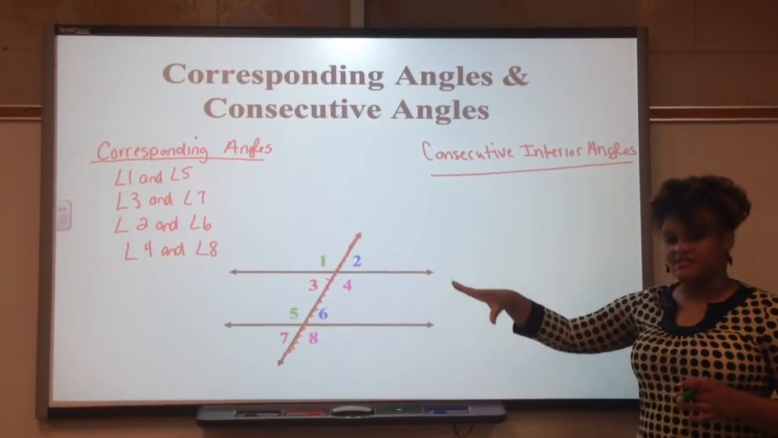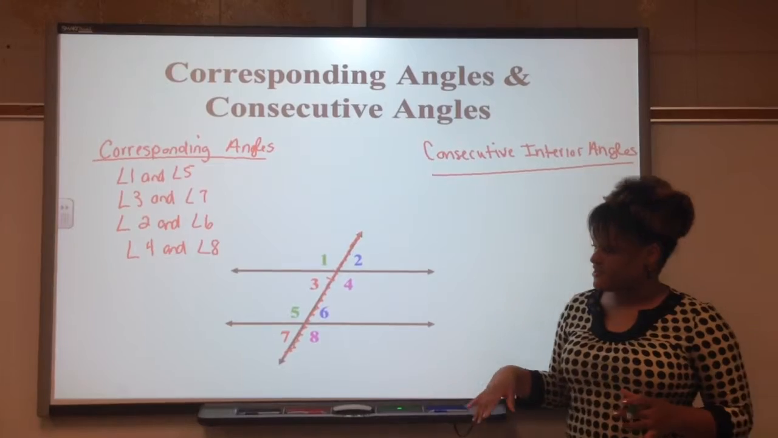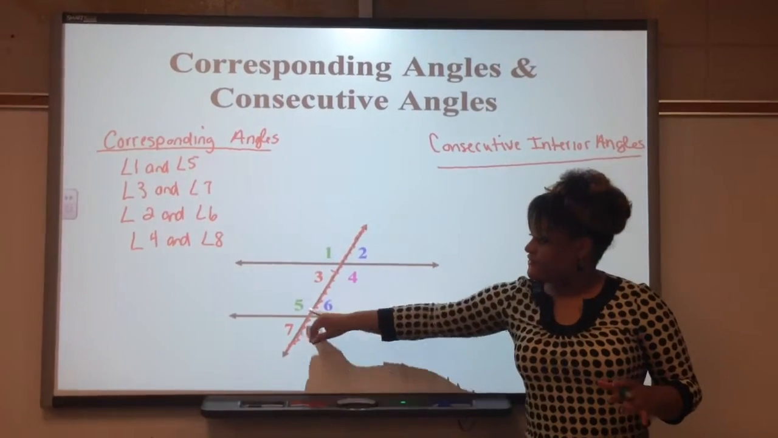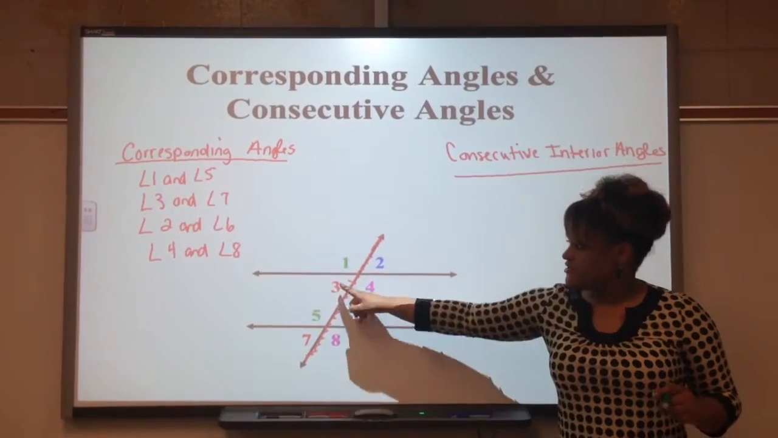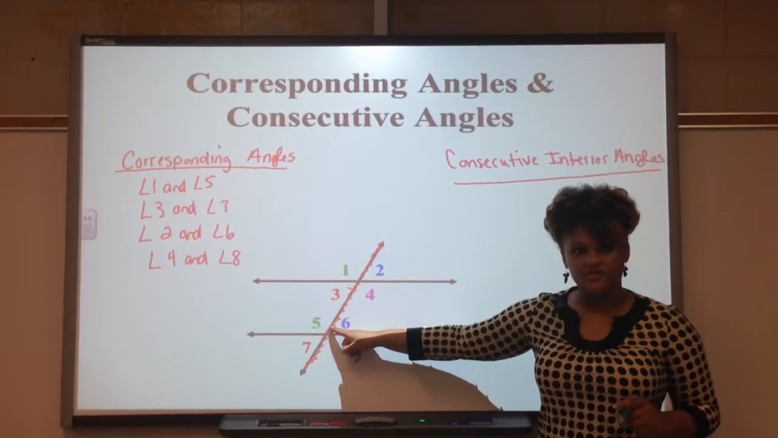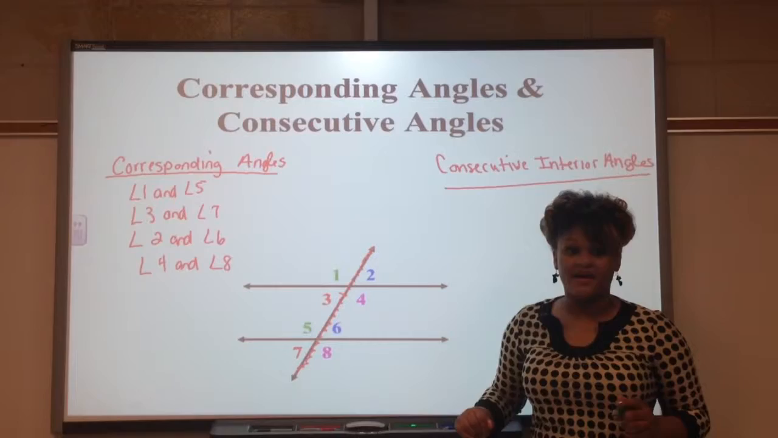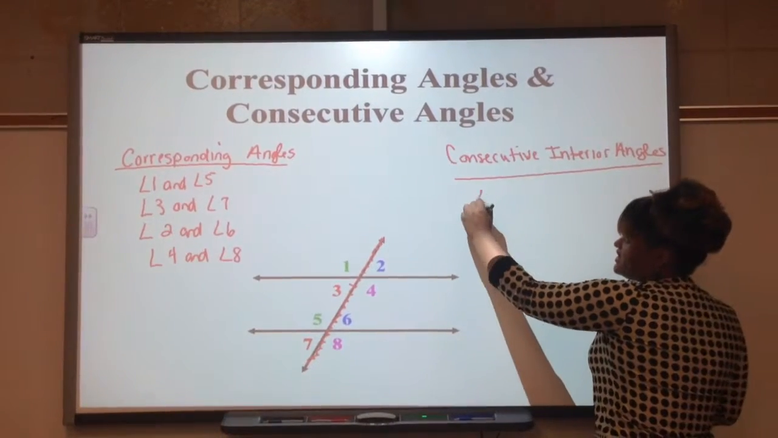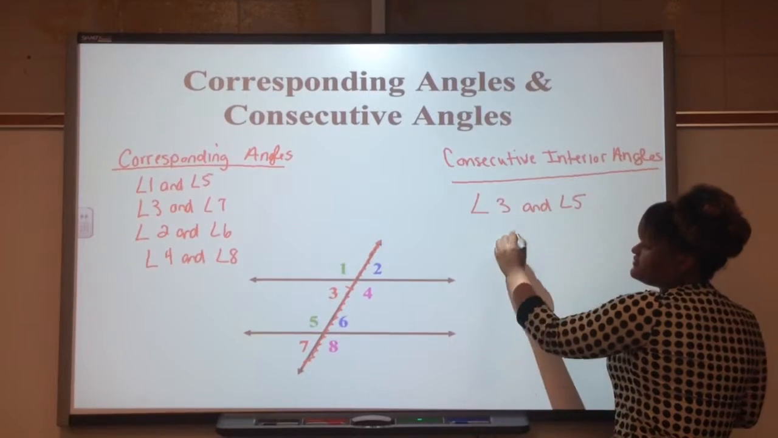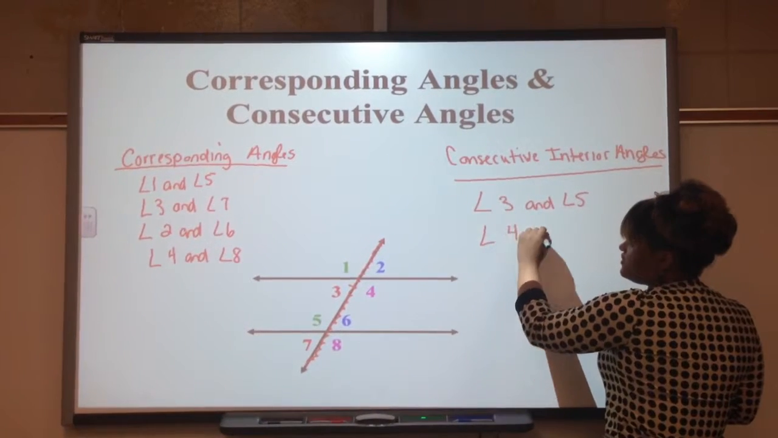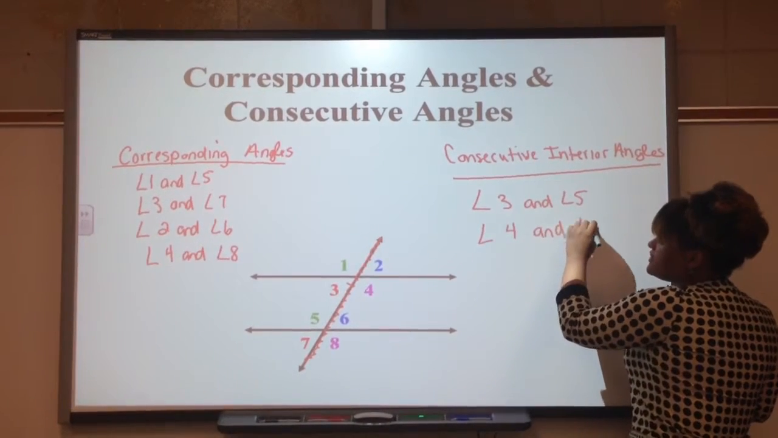So let's look at our interior angles. The angles that are interior are going to be 3, 4, 5, and 6. Well, I just want to pick the two that are on the same side of the transversal. 3 and 5 are both left of the transversal. 4 and 6 are both right of the transversal. Therefore, my consecutive angles are going to be angle 3 and angle 5, and the other is angle 4 and angle 6.